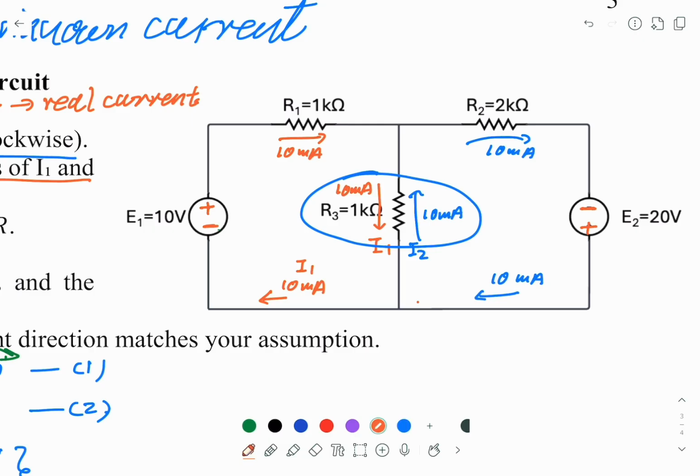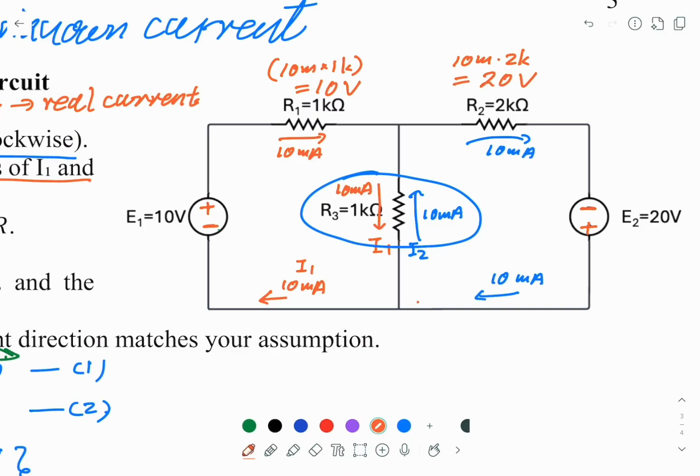Let's calculate the potential difference across R1 and R2. The potential difference is the current multiplied by the resistance. So 10 milliamp multiply 1k, therefore you get 10 volt. Same, 10 milliamp multiply 2k, you get 20 volt.